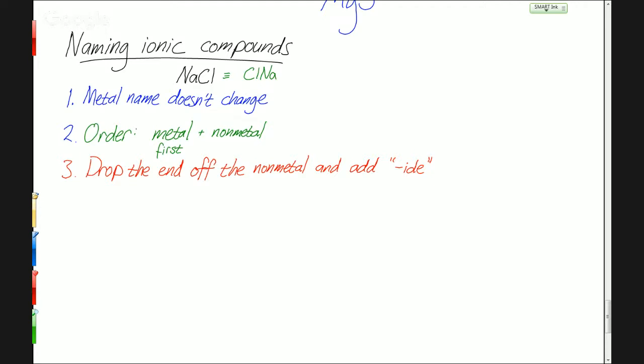Now, drop the end off is a little bit trickier than it sounds because it's different for different elements. So chlorine, you lose the ine and you add the ide. But sulfur, you lose the ur and you add ide. Carbon, you lose the on and you add ide and get carbide. So there's a little bit of how exactly do we do this? And the way to get that is just through practice.